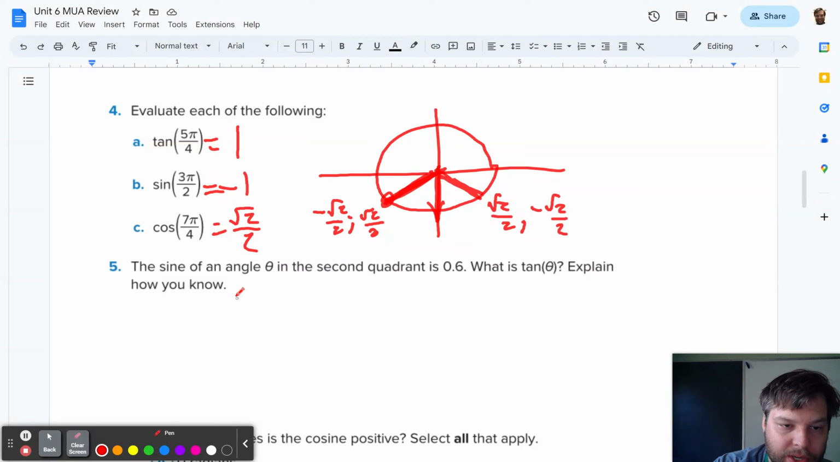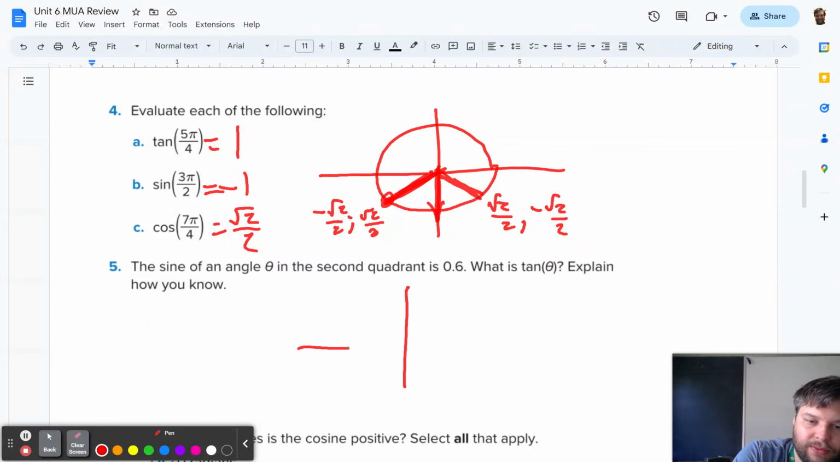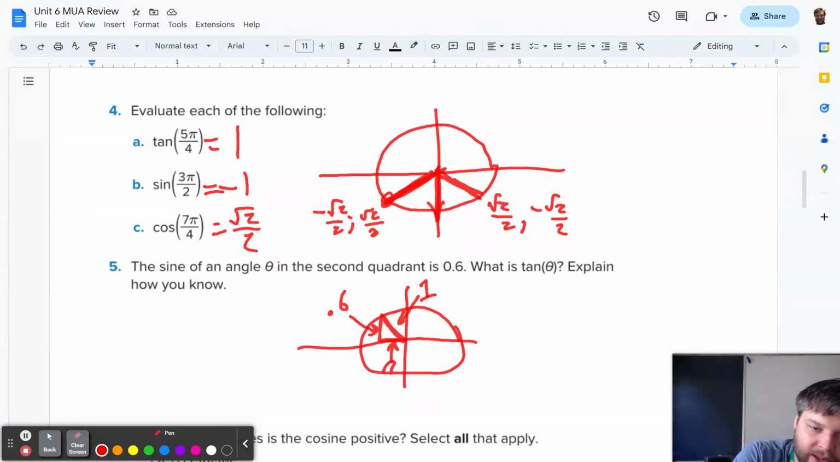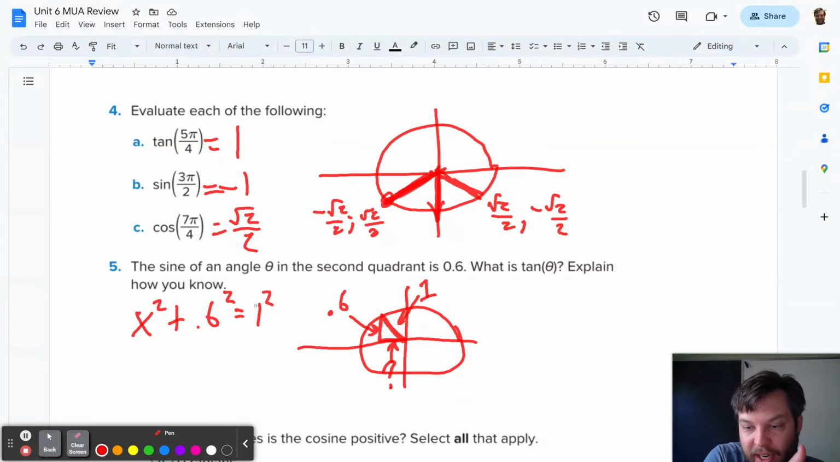Okay. Question 5. The sine of an angle is 0.6. What is the tangent? Well, I know that if I'm in the second quadrant and my sine is 0.6, that's making a triangle that looks something like this. So the y value is 0.6. And on the unit circle, the hypotenuse is always 1. So the x value is a question mark. So we can say x squared plus 0.6 squared is 1 squared. This is called the Pythagorean identity because it's just like a squared plus b squared equals c squared.